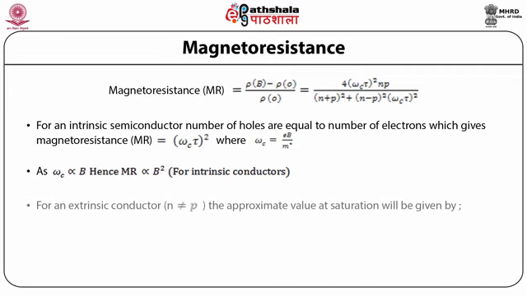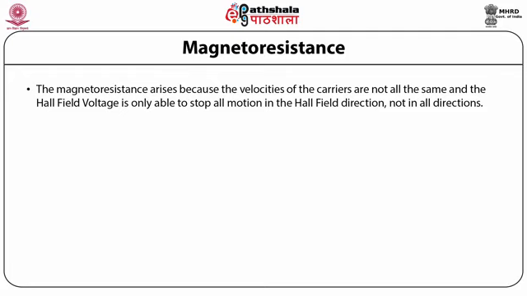But for an extrinsic conductor, when the number of holes is not equal to the number of electrons, the approximate value at saturation will be given by transverse magnetoresistance equal to 4Np over (N minus P) whole square, where N is the number of electrons and P is the number of holes. The magnetoresistance arises because the velocities of carriers are not all the same, and the Hall field voltage is only able to stop all motion in the Hall field direction, not in all directions.